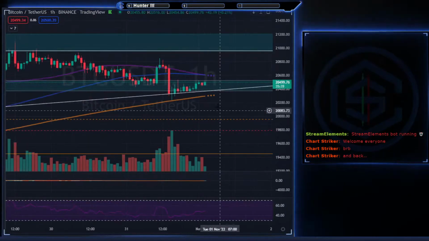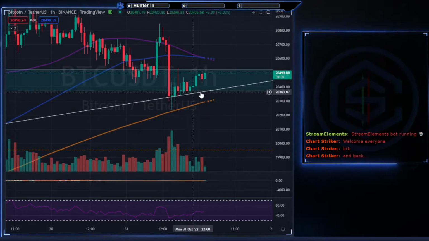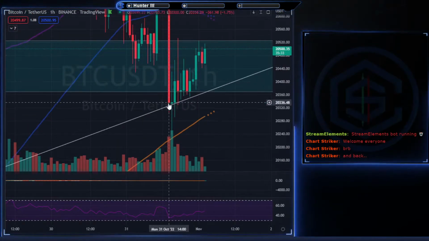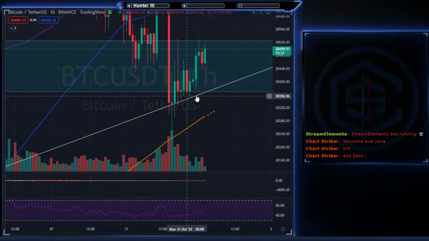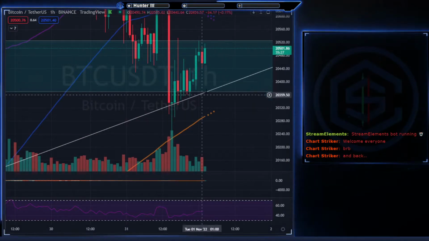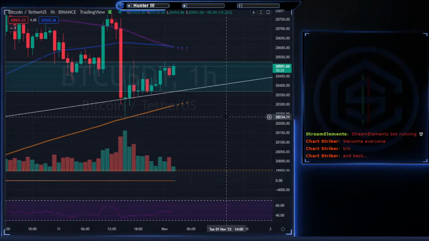Look how it's respecting this support. Just look at how close it was to close below it, but then saved by the support with this trend line. Not literally with this trend line, but you guys get what I mean.